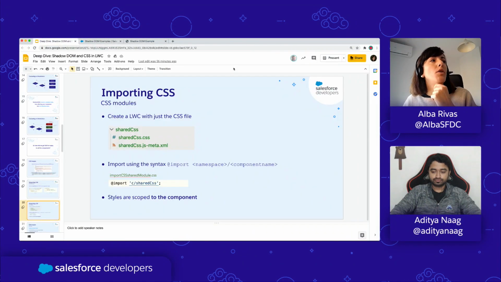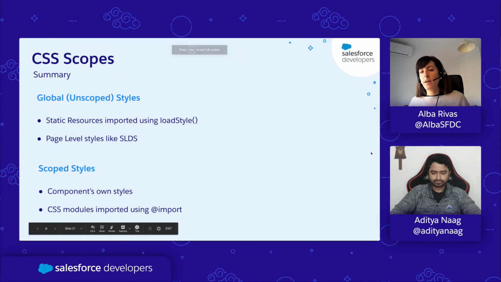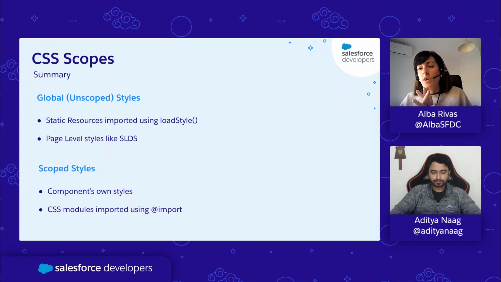Let me go back to my presentation. As a summary, there are two ways in which styles may affect your components in the page. The first way is global styles, those styles that are not scoped, and that is going to happen with the Lightning Design System styles and also with the styles that you load from a static resource. And remember, this only works when using synthetic shadow, right? In a native shadow DOM, this wouldn't work.